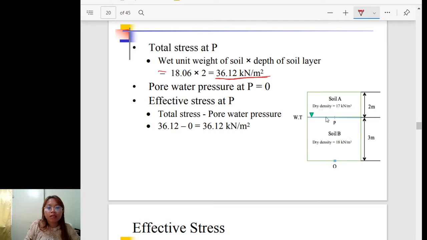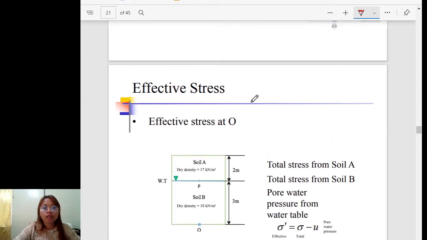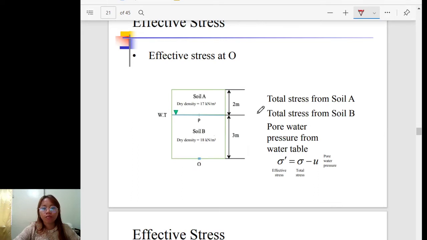But the pore water pressure at P, since naa man diri ang water table, the pore water pressure is actually equal to 0. So that the effective stress is total stress minus the pore water pressure. Still, the answer is that the effective stress at point P is 36.12 kilonewton per square meter. No? This is for point P. So now we move on to the effective stress at point O.